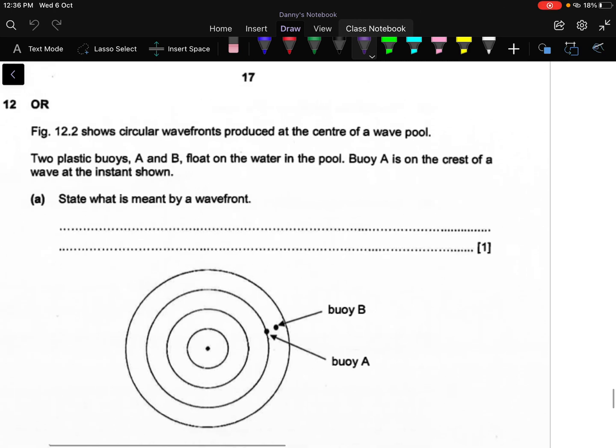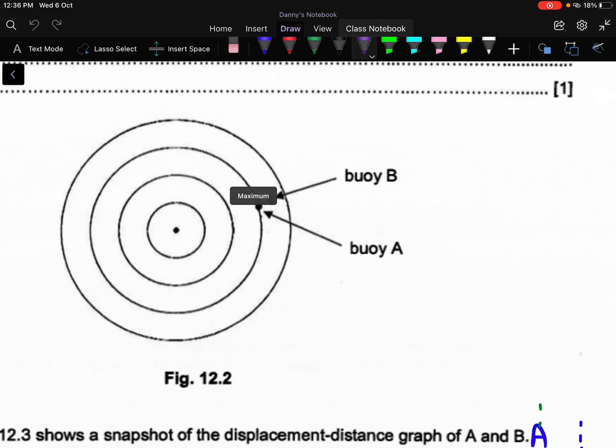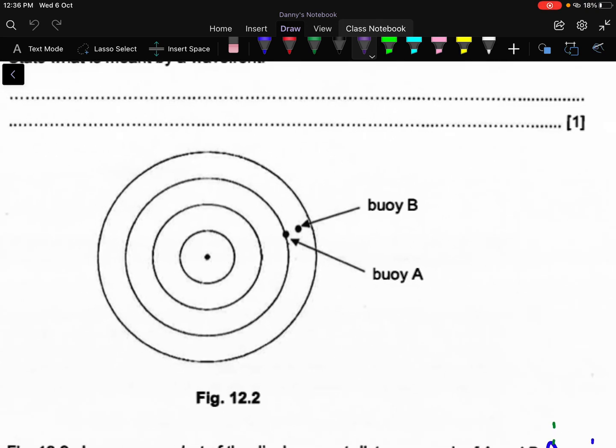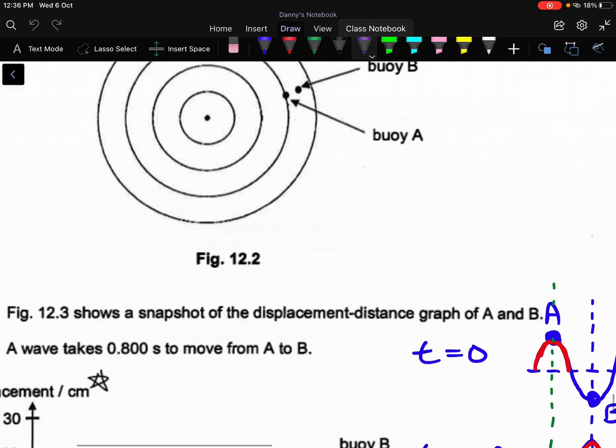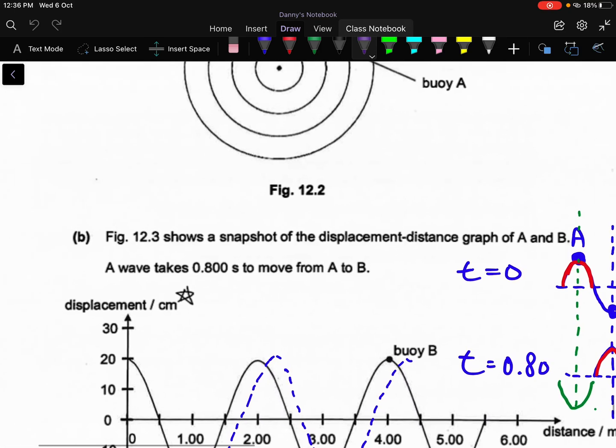Okay, last but not least, we have the OR question. First question, what is wavefront? Check textbook. Okay, 12.2, you are given wavefronts. You have 2 buoys, one after another. Let's see what are the things that we can sieve out.